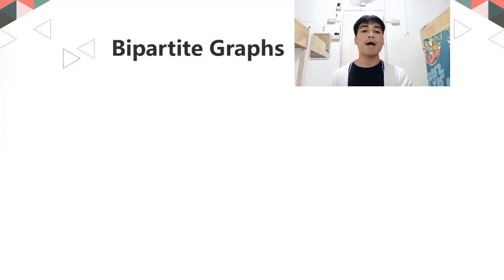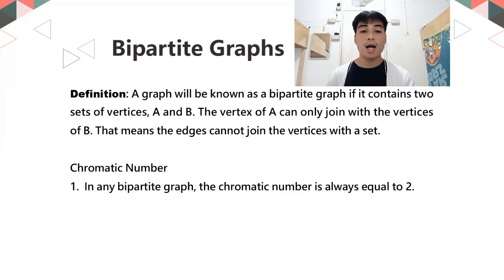Let's come now to the bipartite graphs. A graph will be known as a bipartite graph if it contains 2 sets of vertices, group A and group B. So the vertex of A can only join with the vertices of B. That means the edges cannot join the vertices within a set. So it means that if a vertex is in set A, it cannot connect to set A. Set A must connect to set B.